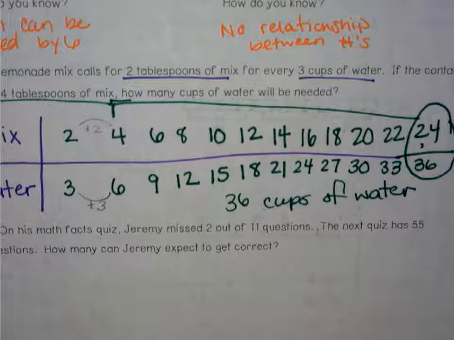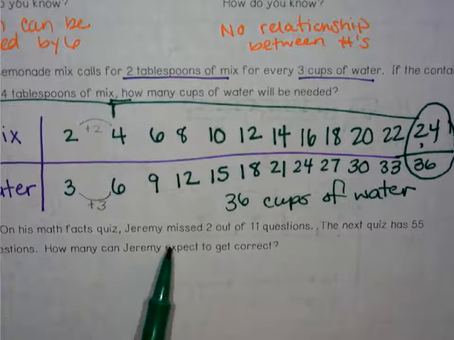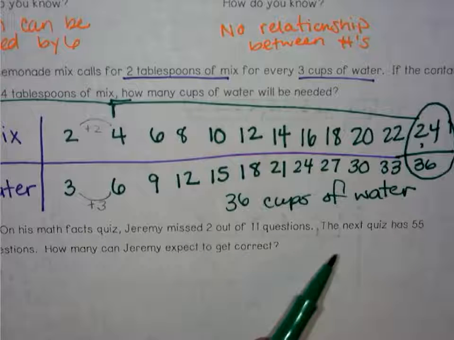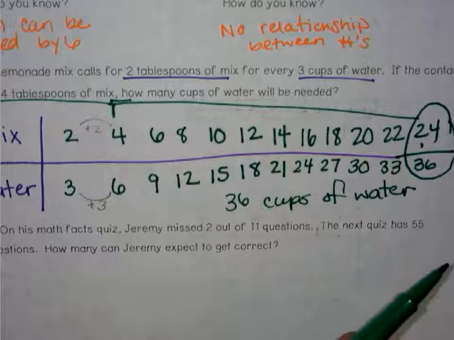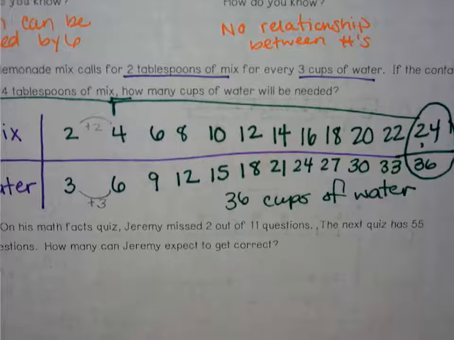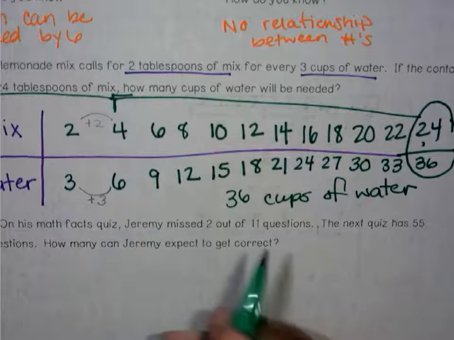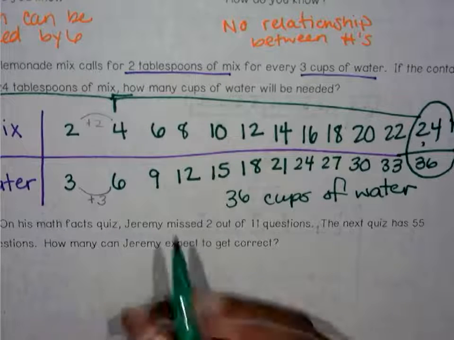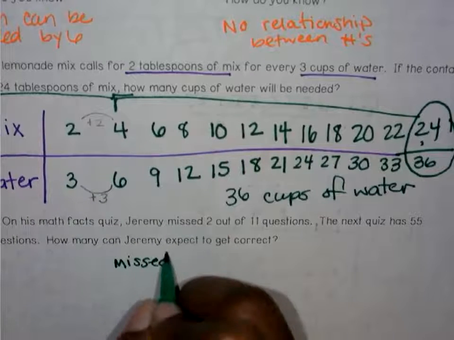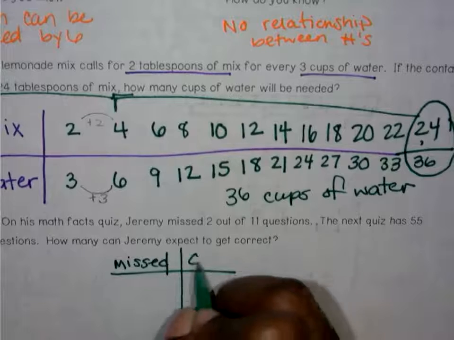So working on the last problem, it says, on his math facts quiz, Jeremy missed 2 out of 11 questions. The next quiz has 55 questions. How many can Jeremy expect to get correct? Same thing if you were lining it up. If you just line it up how many he missed to questions.